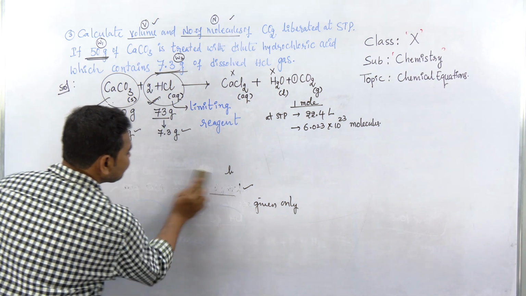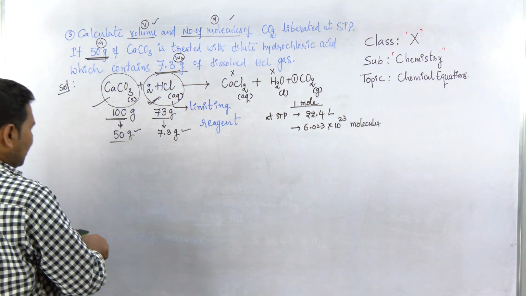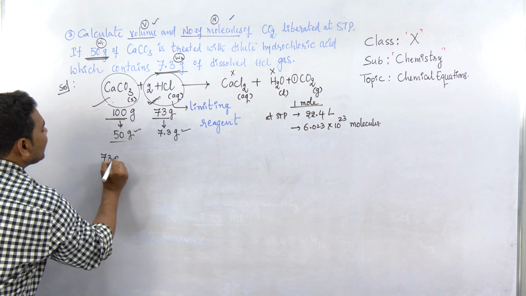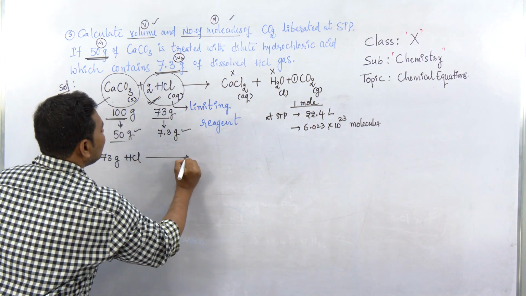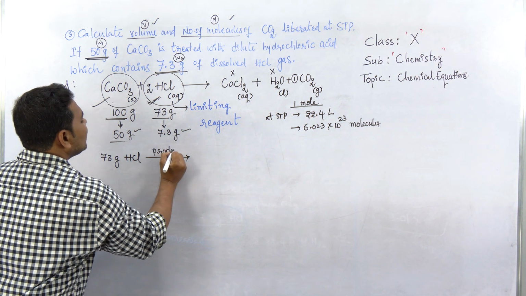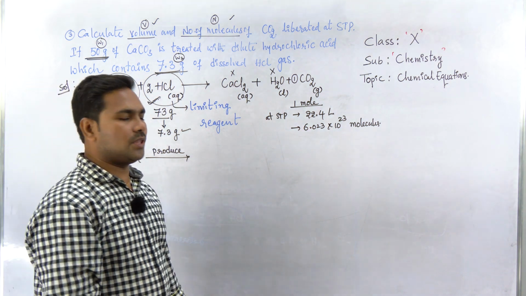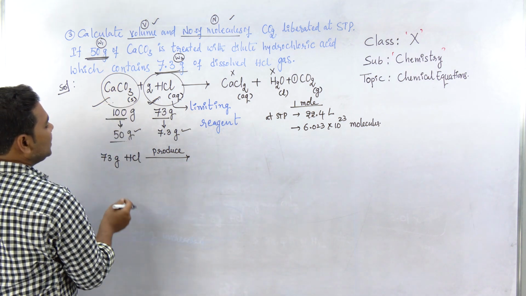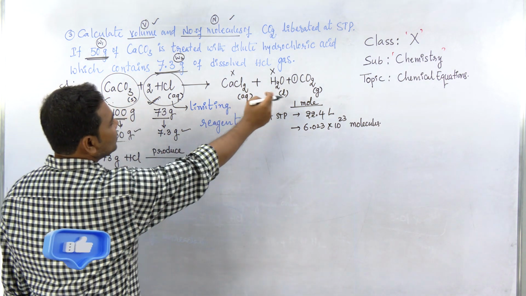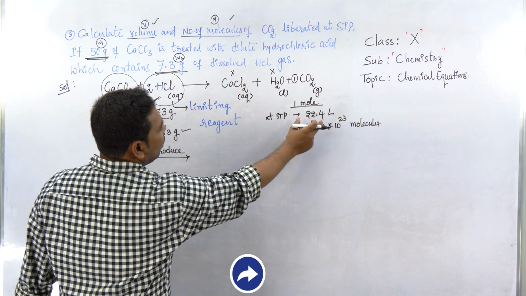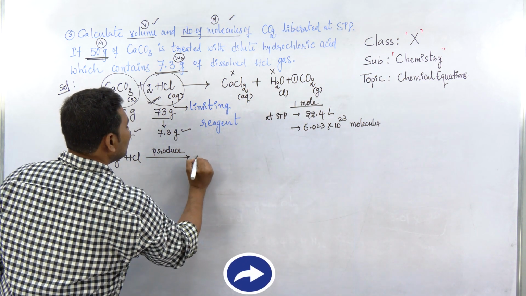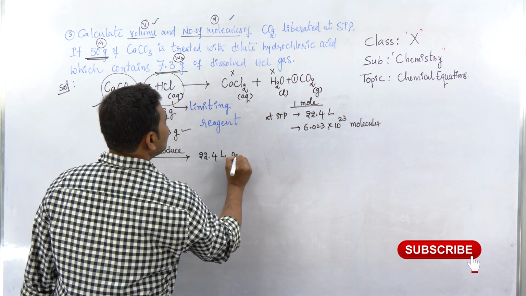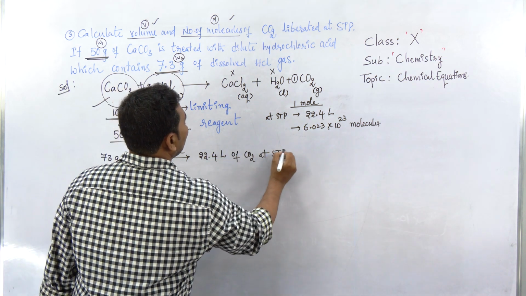Now we write from the balanced equation again. From the balanced equation, 73 gram HCl, what is the excess substance here? Excess amount is CaCO3. 73 grams of HCl reacting with 100 grams of CaCO3, or excess CaCO3, produces, what volume at STP? 22.4 liter of CO2 at STP.